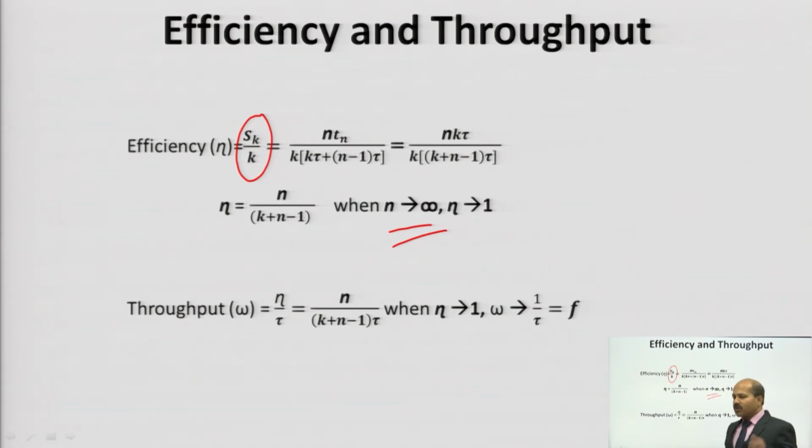And we can also calculate the throughput of the system, which is denoted by omega. It is equal to efficiency by clock period, that is eta upon tau. So, this will come as n upon k plus n minus 1 times tau, and if we are considering 100% efficiency, that means eta equals 1, then omega will become 1 upon tau, that is equivalent to frequency. So, in a single clock period, you can see an instruction can be completed by the system. So, maximum throughput can be achieved. This way we can consider different parameters.